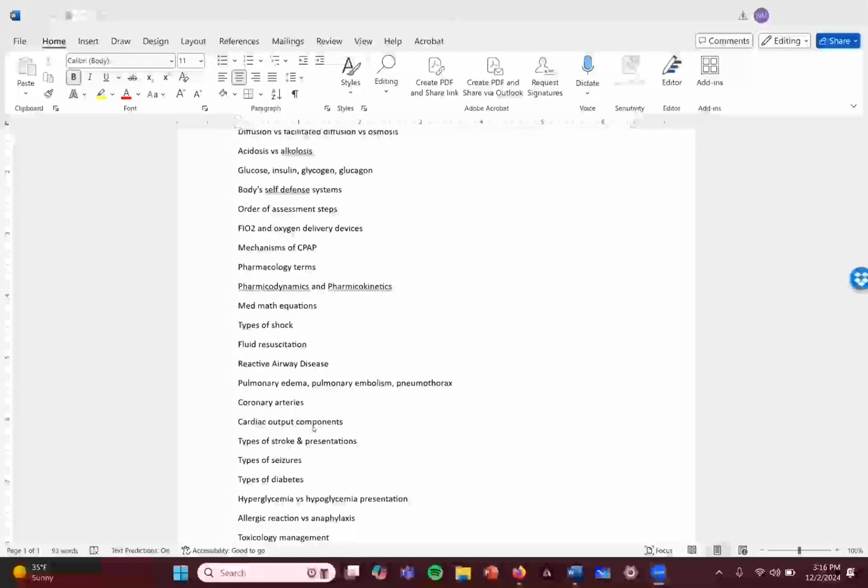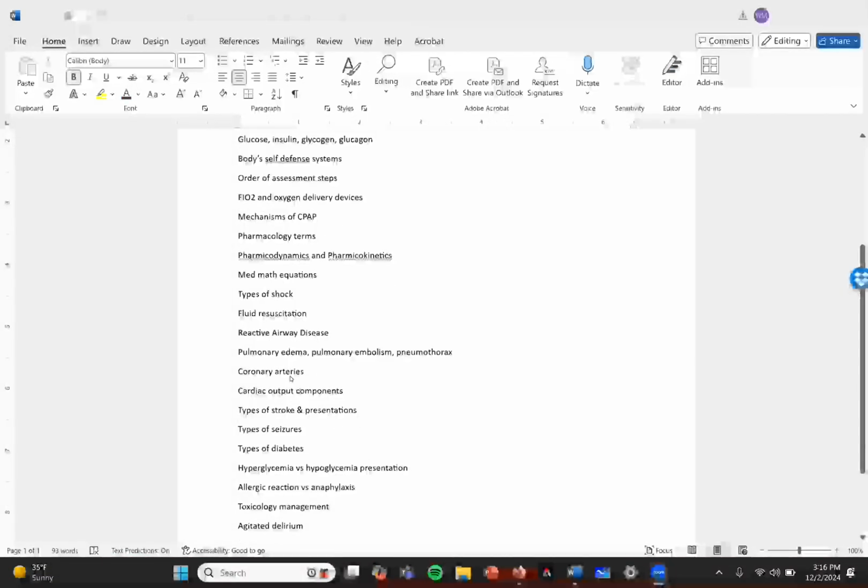Our coronary arteries, our left coronary artery, our right coronary artery, just think about what they feed, what are they delivering the blood to. Cardiac output components. So we have heart rate times stroke volume, and stroke volume is built up of a couple of different things.